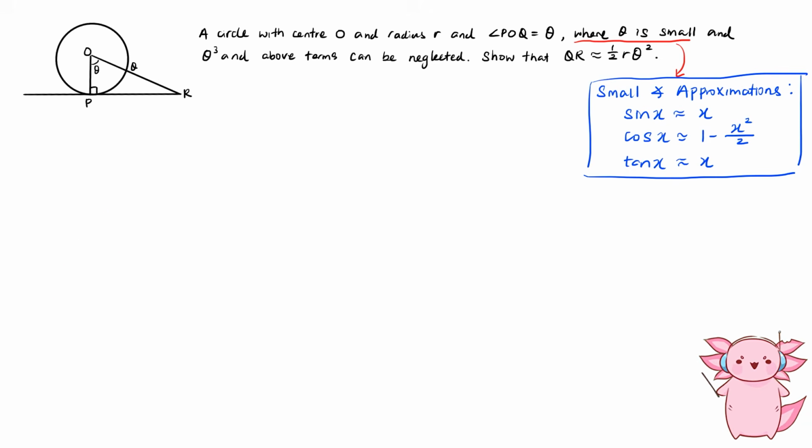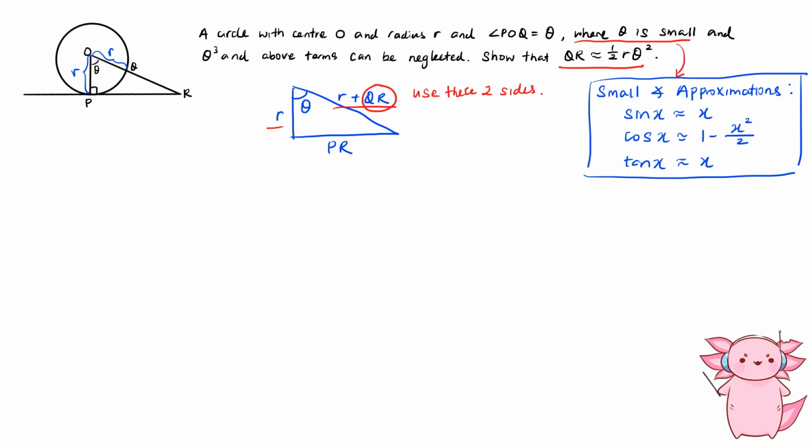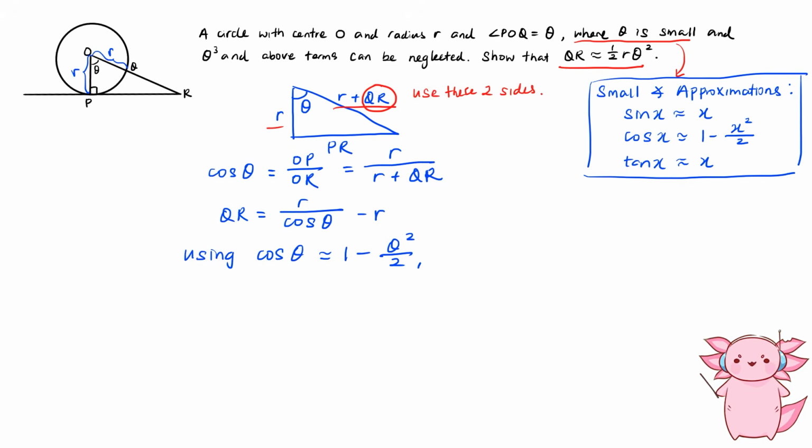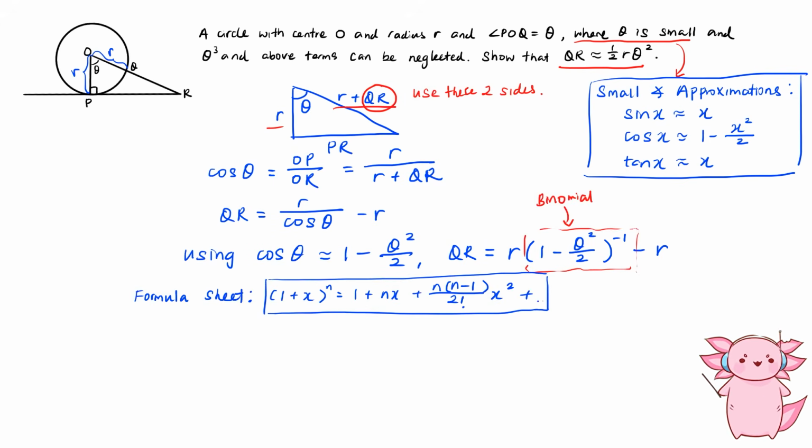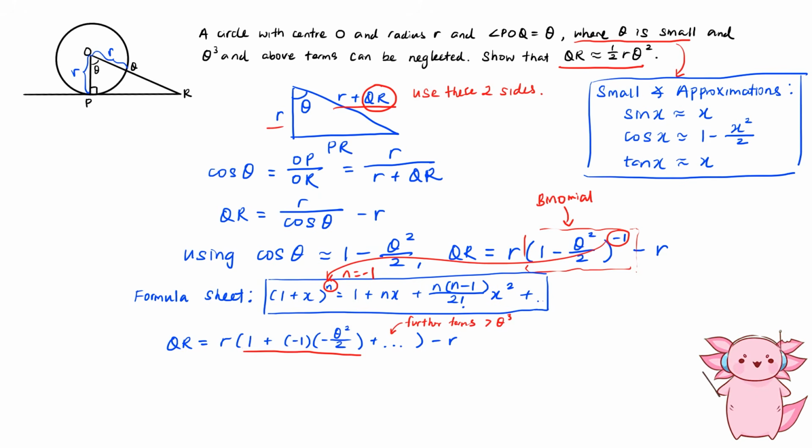For this question, since it's a right-angled triangle and we want to find QR, we can do cosine theta, and we're going to apply the small angle approximation to cosine theta. Then using the Maclaurin series of the binomial expansion, where n is equal to -1, we only need to consider the first two terms, since this question says that theta cubed and above terms can be neglected, and we managed to prove that QR equals half r theta squared.